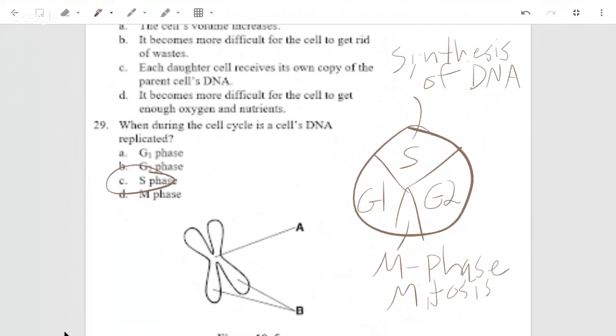Let me double check. I forgot already what the other one was. Oh, G1, S, and G2, yes, they are all a part of interphase. Correct. That is right. And I'm going to go back and label that, and then we'll do 60.